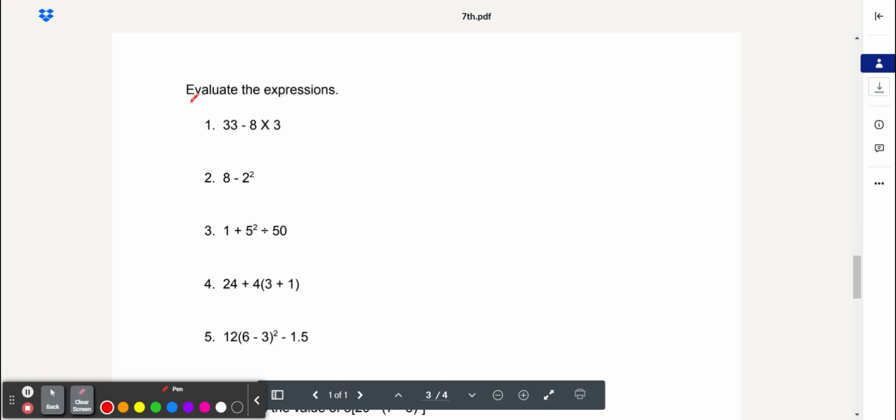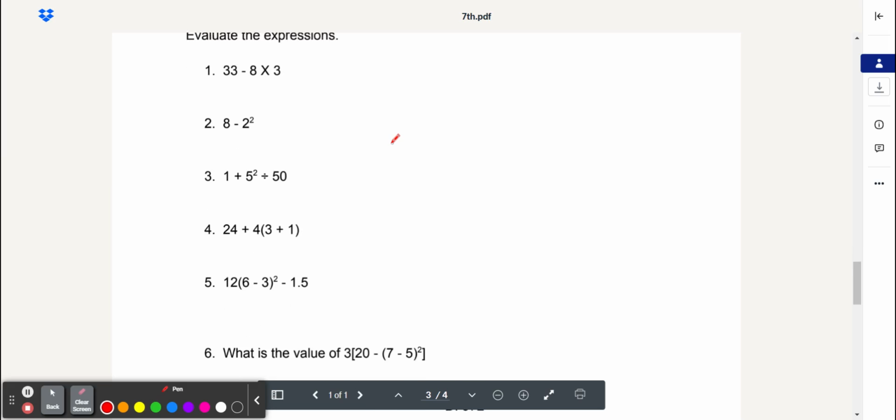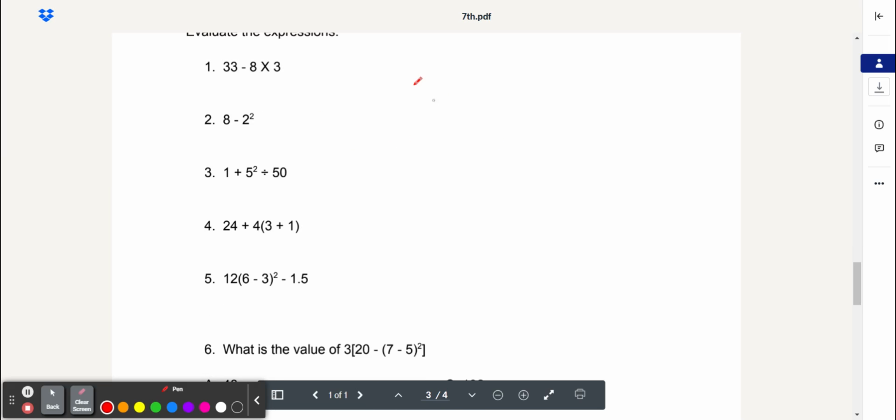Moving on, we can try evaluating several expressions. So for these problems, we'll need to remember PEMDAS. And we can use PEMDAS to know what order to solve our equation, or expression, in. P stands for parentheses, then exponents, multiplication and division, and then addition and subtraction. So on number 1, 33 minus 8 times 3.